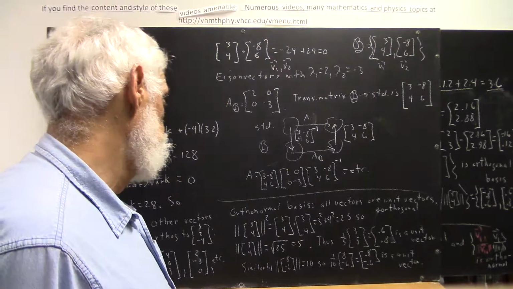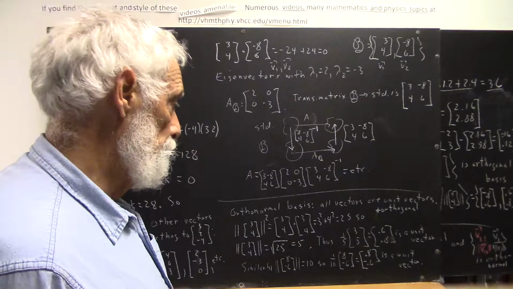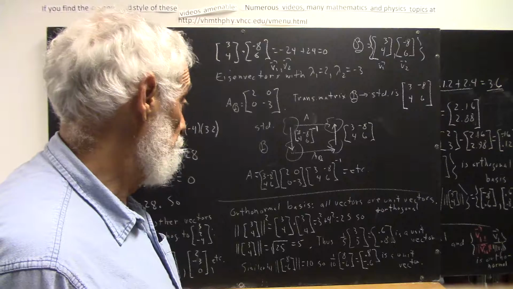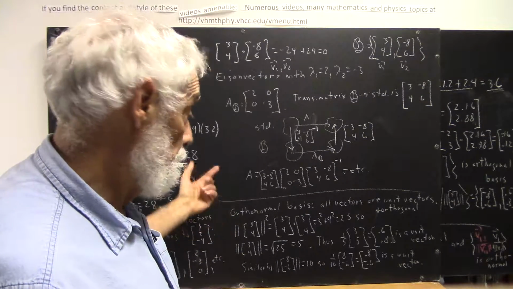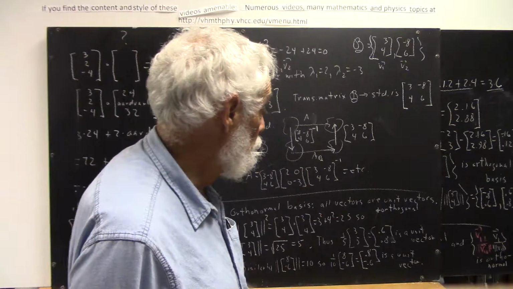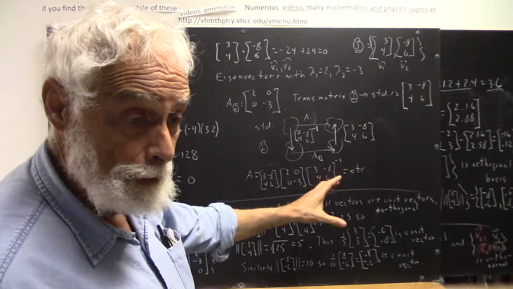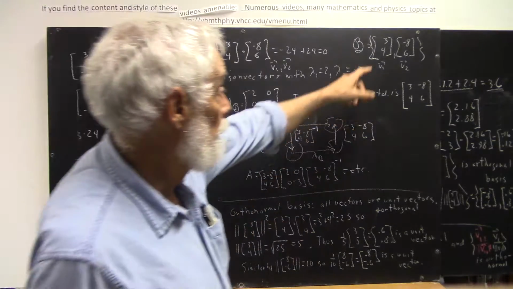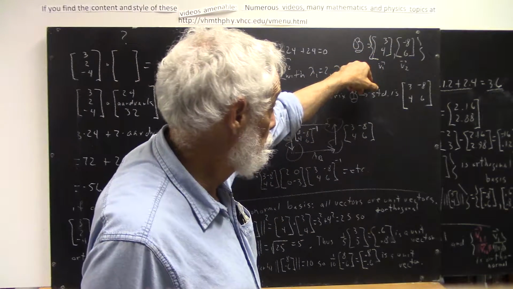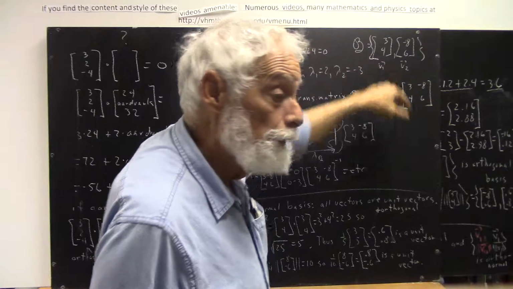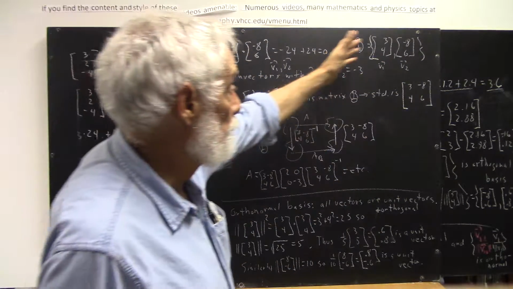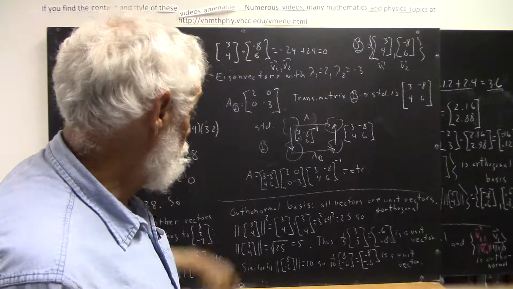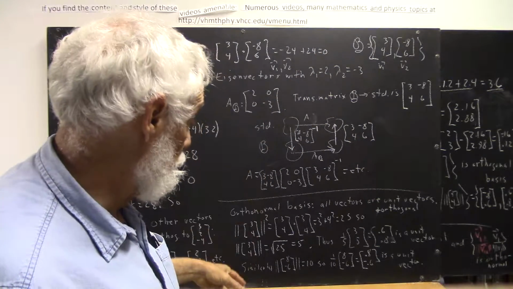Now, what if we want an orthonormal basis? This is an orthogonal basis, but it's not an orthonormal basis. Okay, well, to make this an orthonormal basis, all we have to do is make all the vectors unit vectors. So we simply take the vector (3, 4) and divide by its magnitude, take the vector (-8, 6) and divide by its magnitude, and this basis will be an orthonormal basis. Okay, and we do the calculation easily.